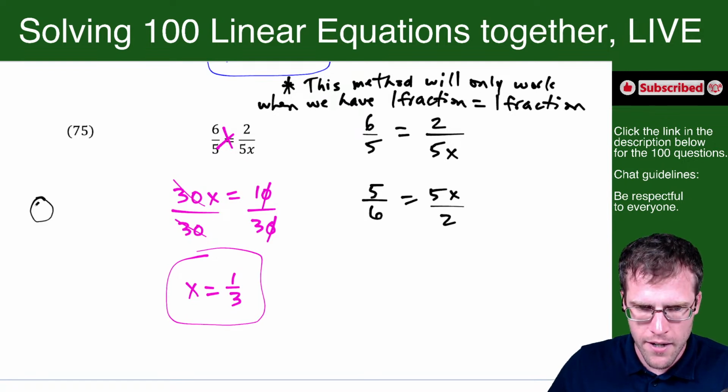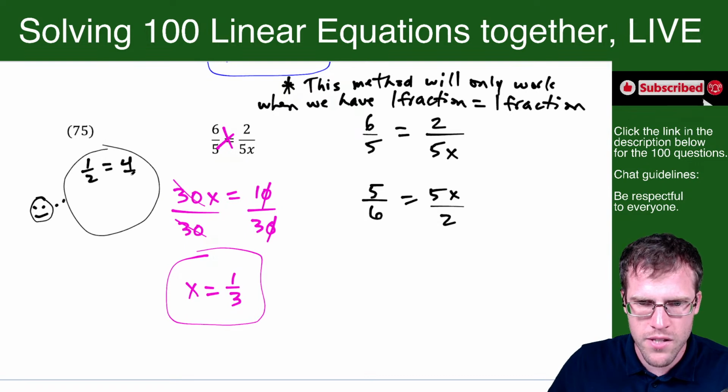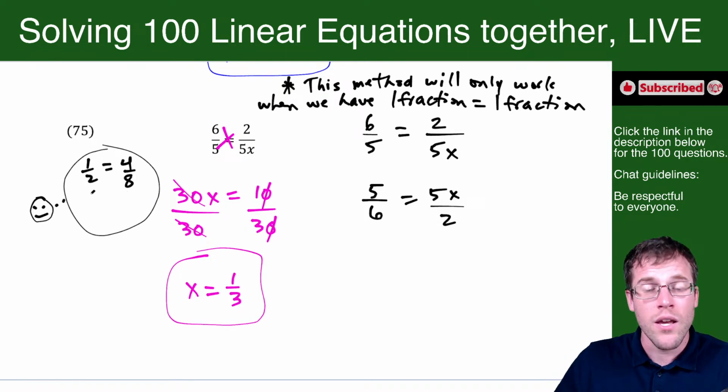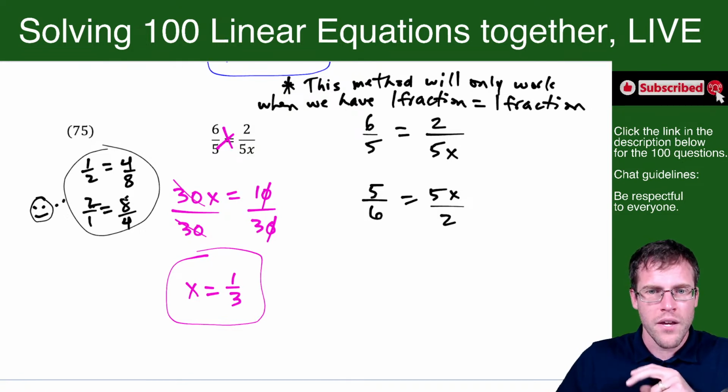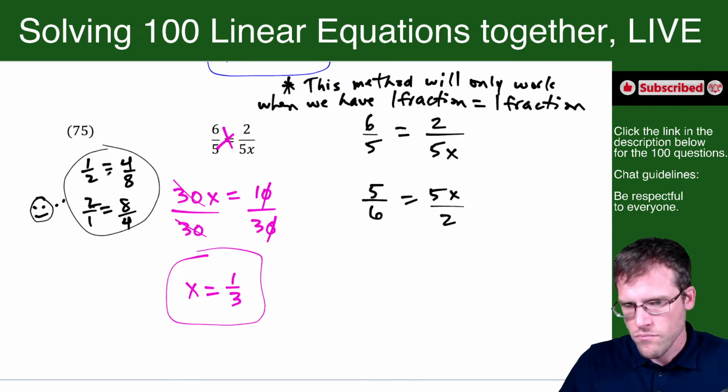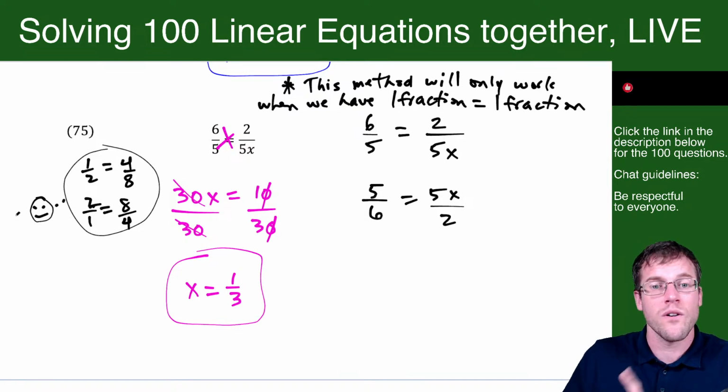So if you just think about that carefully, why did that work? You would agree with this statement, right? 1/2 is equal to 4/8. That's true. If I flip both sides, I get 2 over 1 equals 8 over 4. And yes, 2 divided by 1 is 2. 8 divided by 4 is also 2. So this method works when it's 1 fraction equals another.